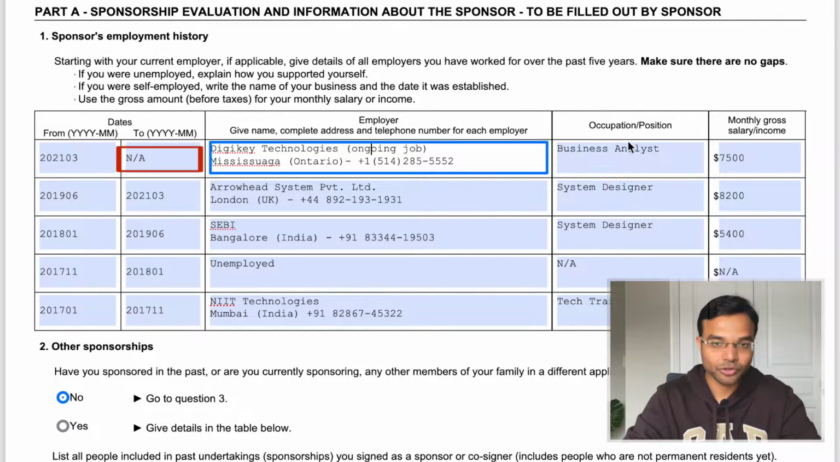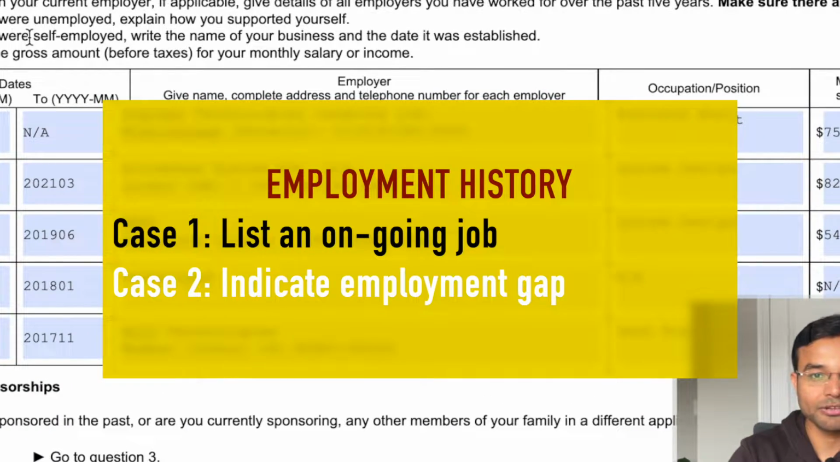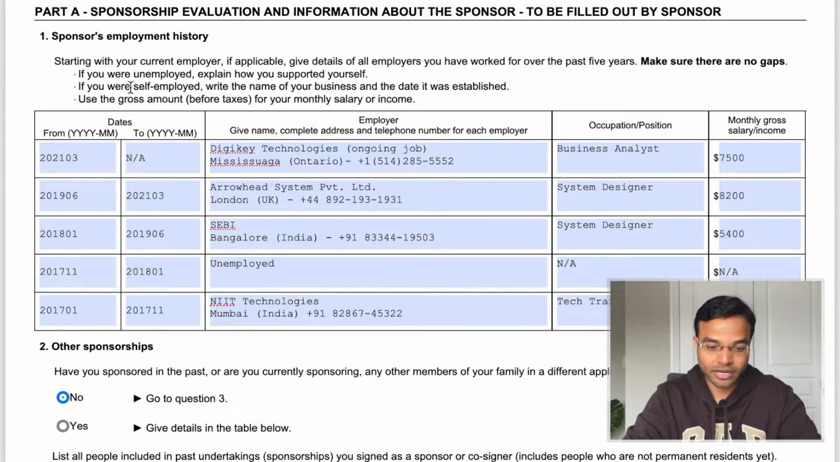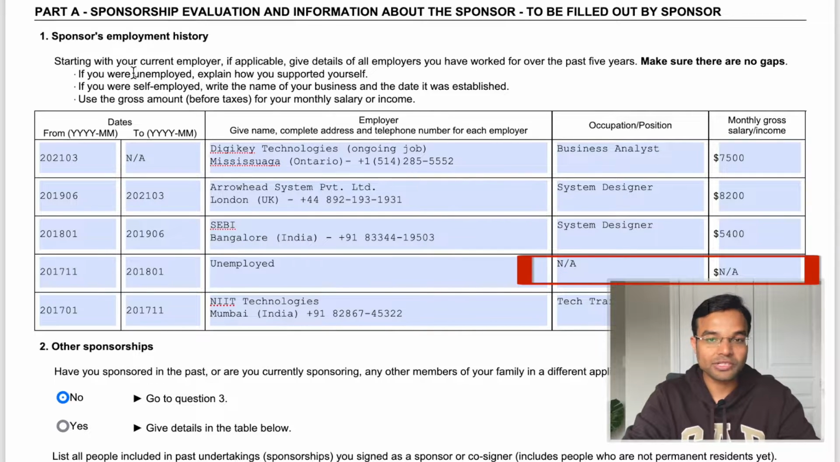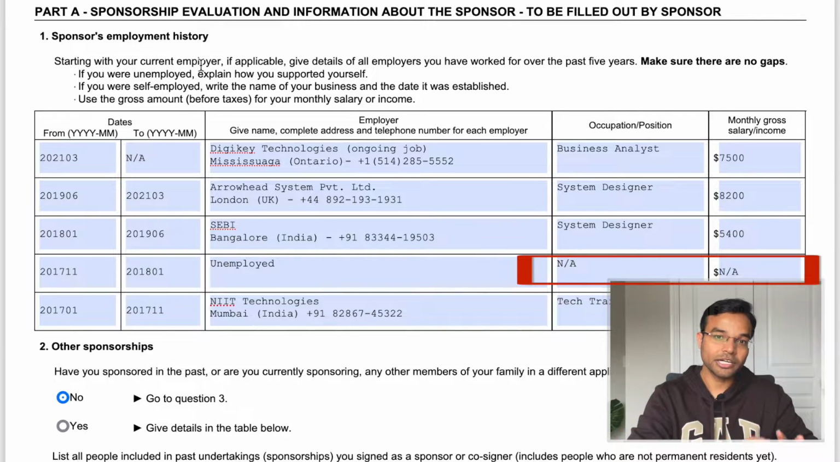And then you continue to provide your position, the salary. The next scenario is, how do you highlight a gap in your employment? In this case, you can see that Ronald has been working for DigiKey Technologies and he has also worked for Arrowhead Systems prior to that. He has worked for SEBI in Bangalore, India prior to that. And then there was a gap for almost 2 or 3 months, from November 2017 to January 2018. Since there was a gap there, he simply wrote unemployed and there is no position, obviously there is no salary, not applicable. This is one case wherein there is a gap in which Ronald did not work at all.